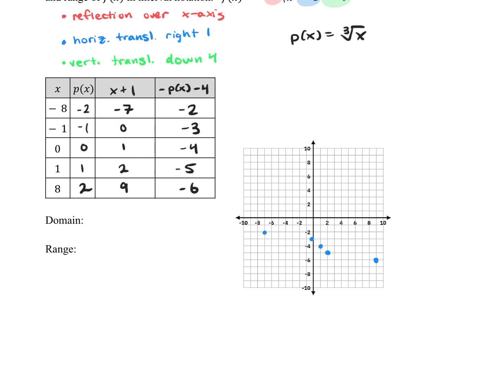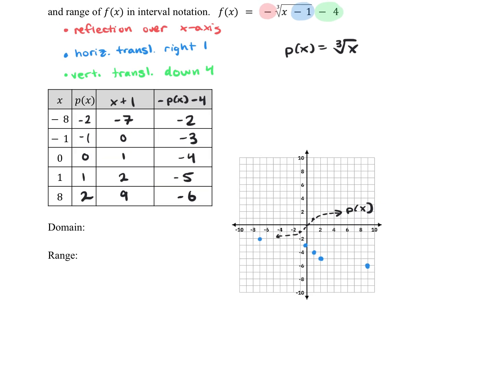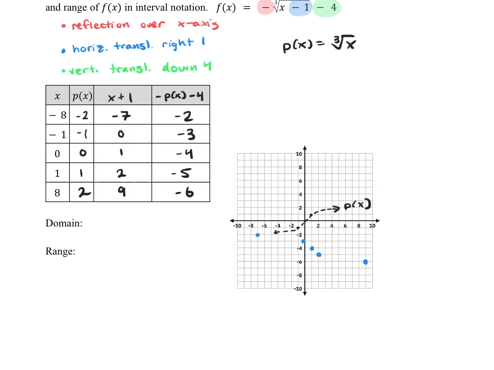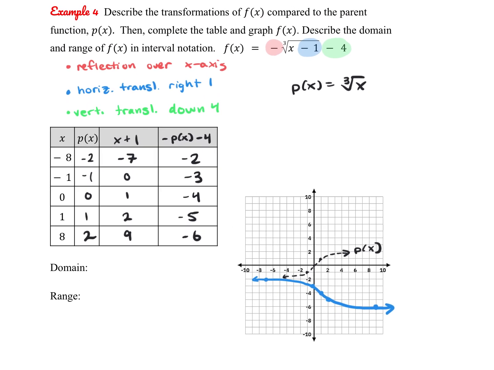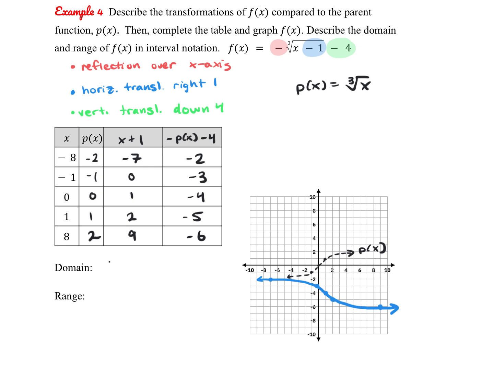So remember, our parent function graph looks something like this. I'm only going to plot part of it. So that reflection over the x-axis, instead of increasing, it's going to be a decreasing graph, and then it's shifted down to the right 1. So it looks something like this instead. So there's our function. And for these, domain and range should be super easy because they are both always all real numbers. So that's kind of autopilot right there.